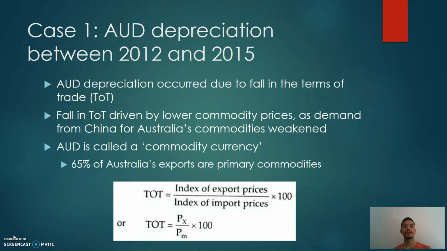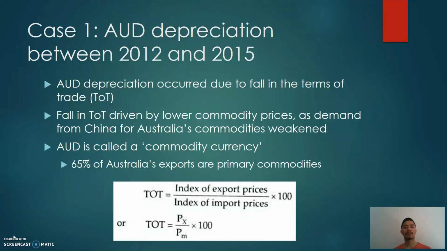So what happened between 2012 and 2015? We know that commodity prices declined during that period as a result of slowing demand for those commodities from China. Commodities like iron ore and coal were the two key commodities being imported by China from Australia, and the weaker demand from China led to a decline in those commodity prices.